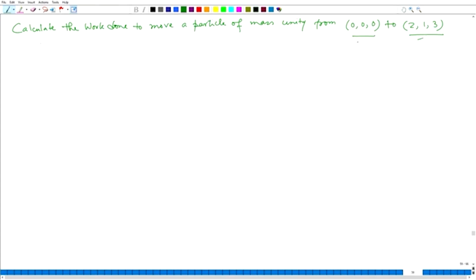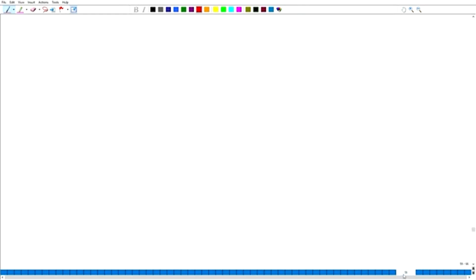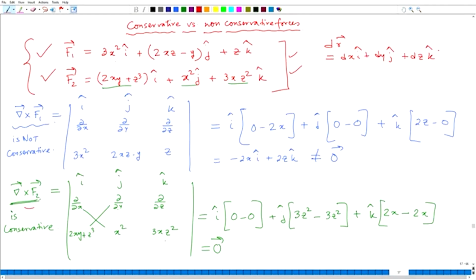So, now we have to do the exercise along two different paths. One is the straight line joining those points, and the second one is along the space curve x is equal to 2t square, y is equal to t, z is equal to 4t square minus t. Before even calculating anything, we already have the information at hand that this one is a curl-less field.